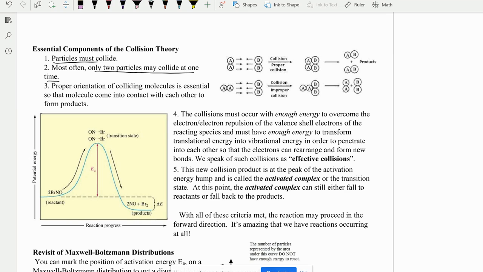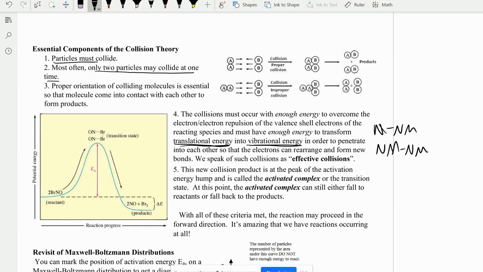Again, that's going back to Coulomb's law, you guys. And they must have enough energy to transform what we call translational energy into vibrational energy in order to penetrate each other so that the electrons can actually rearrange themselves to form a new bond. And remember, we learned about bonds, metals and nonmetals versus nonmetal only, ionic versus covalent molecules, and of course, we also have metallic bonds. So when this happens, we are speaking of these collisions as being effective collisions or successful collisions, okay?